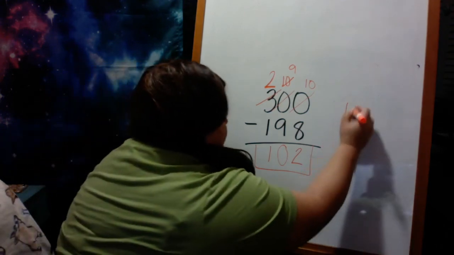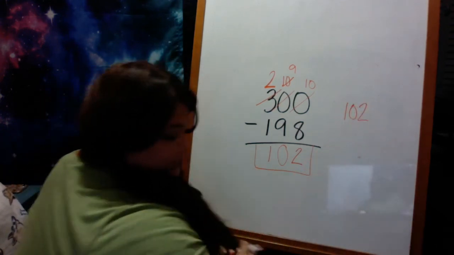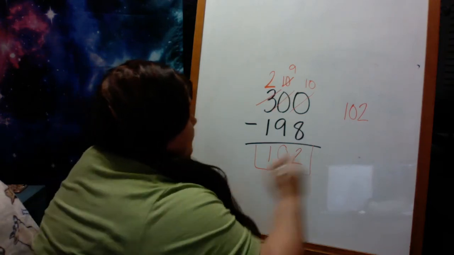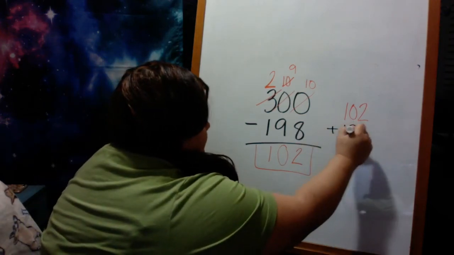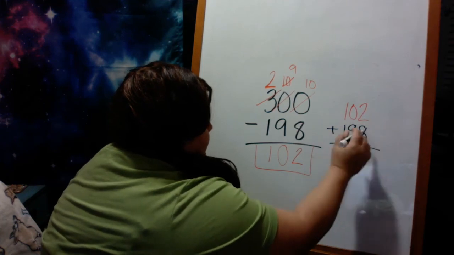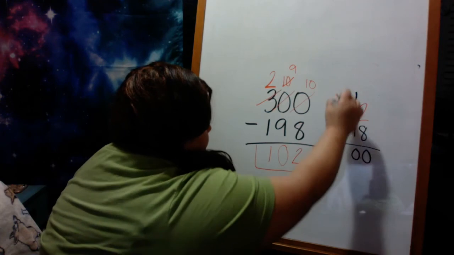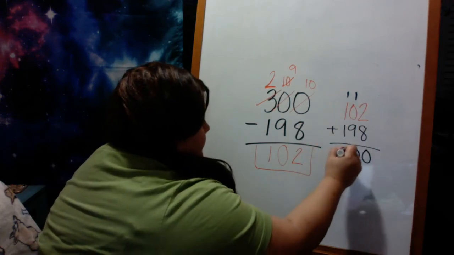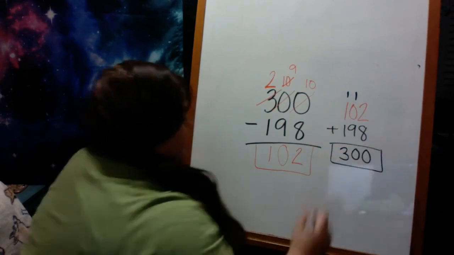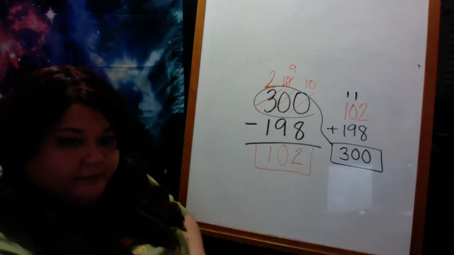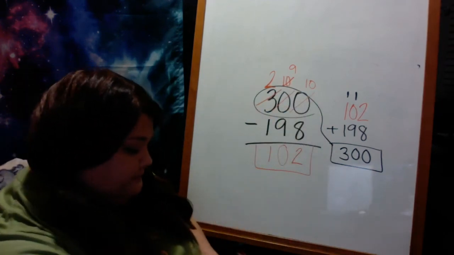As always, we're going to check with addition. So I have 102. I'm going to add my 198 and hope for 300. 8 and 2 make 10. 1 and 9 make 10. 1, 1, 1 added together makes 3. My answers match up, so I know I'm correct. Okay.